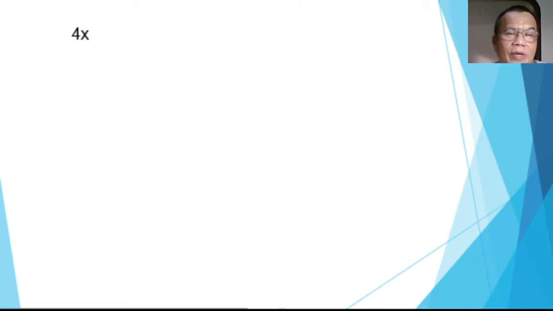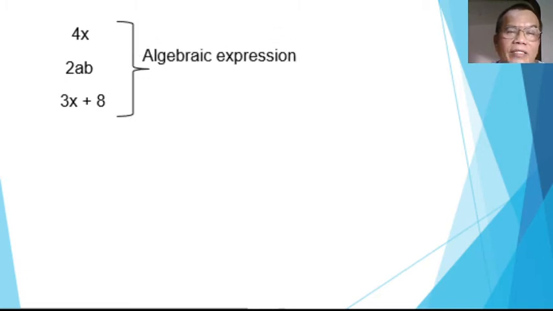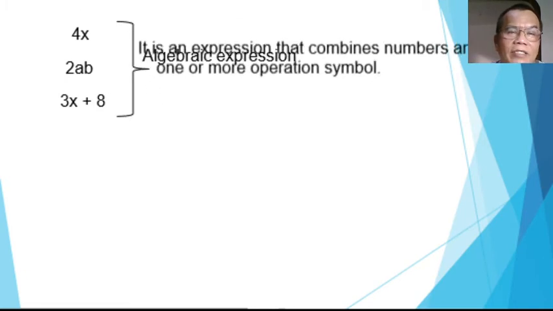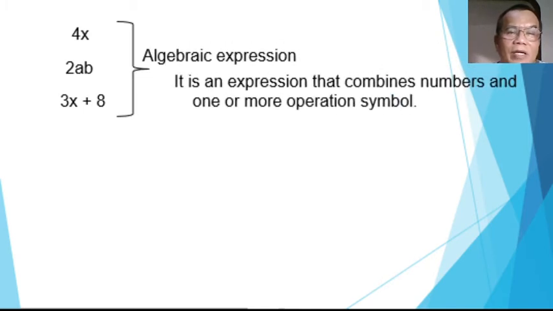Okay, so let's say we have 4x, 2ab, 3x plus 8. So what we call 4x, 2ab, 3x plus 8. So we call this an algebraic expression. So why is it an algebraic expression? It's because an algebraic expression is an expression that combines numbers and one or more operation symbols.